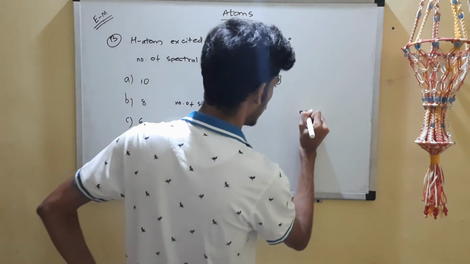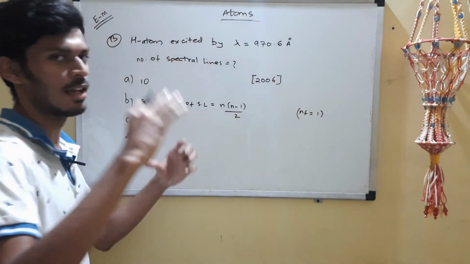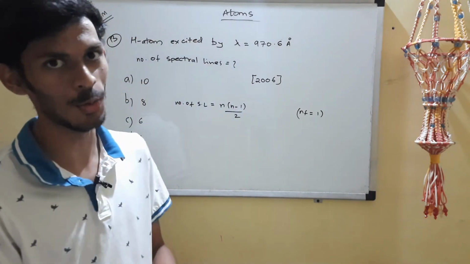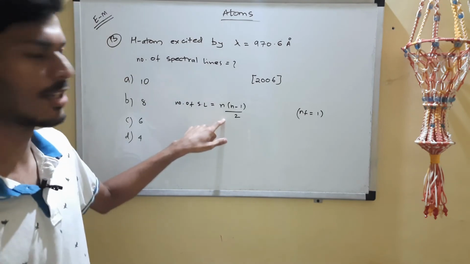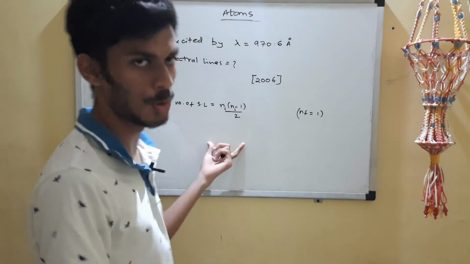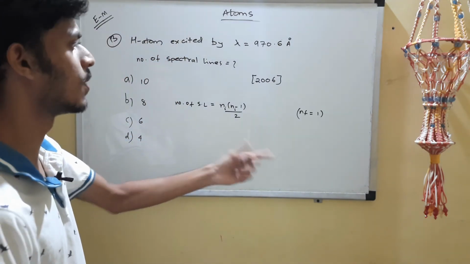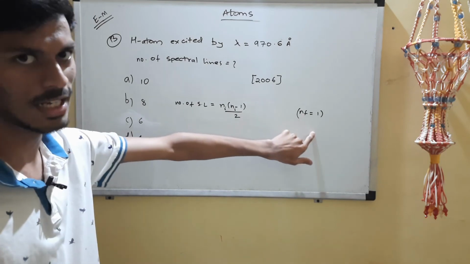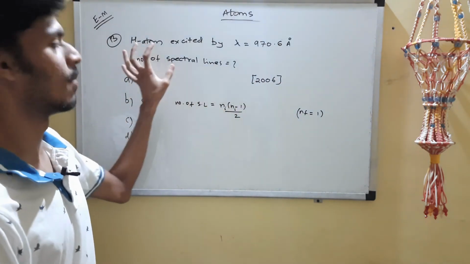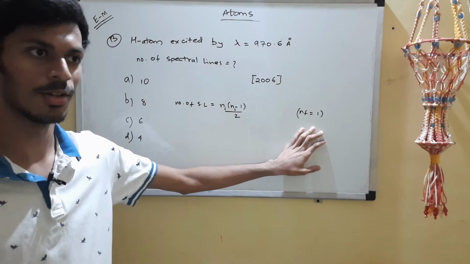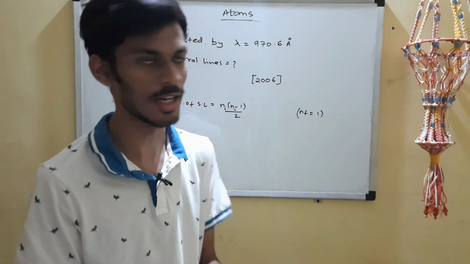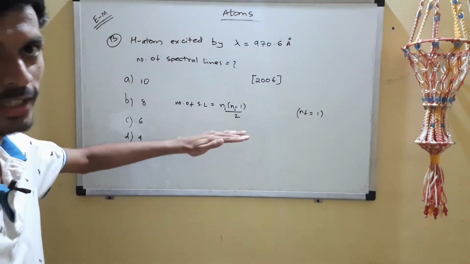This is when n final equals 1, right? Otherwise you have that very general formula, n initial minus n final into n initial minus n final plus 1 divided by 2, right? When n final is 1, this is the formula: n initial into n initial minus 1 upon 2. Now this is the formula that we'll use, because we'll assume that n final is 1. It's not mentioned in the question. Whenever there is a question about spectral lines and nf is not mentioned, you can take it as 1, because we are assuming that finally the atom will come to its ground state. So n final is 1, we can apply this formula now.